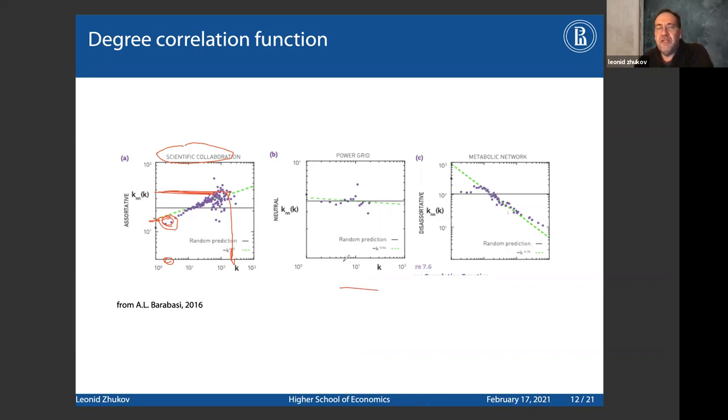This is an example of a power grid, where it's quite neutral, you don't see anything here. But for metabolic networks, surprisingly, it's the other way around. High degree nodes are usually connected to low degree nodes, so the neighborhoods of high degree nodes have low degrees. And that gives a kind of star structure within the network.